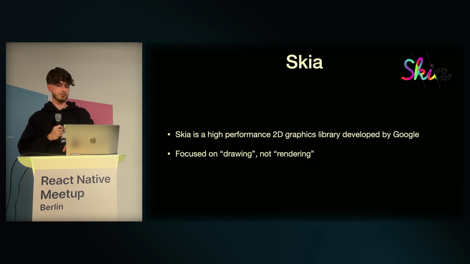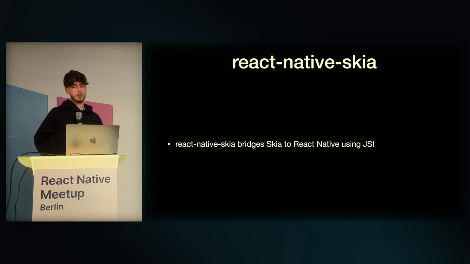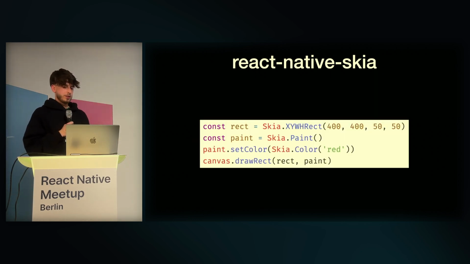You can render shaders, and all those kinds of things that make more sense in a camera use case in this example. And React Native Skia, developed by Shopify, by William and Christian, is a React Native library that bridges Skia to React Native, also using JSI. So here's a use case example of how that might look. You create a rectangle. In this case, again, I'm using the red rectangle example. You create a rectangle, give it some coordinates, set the color to red, and then just draw it to the canvas.